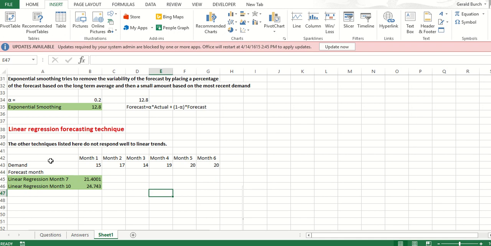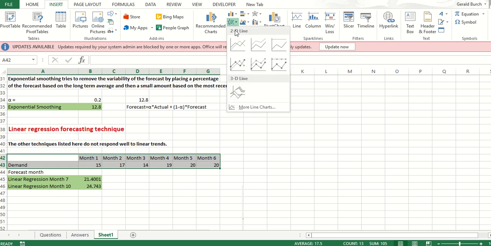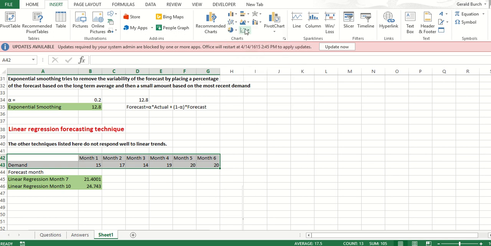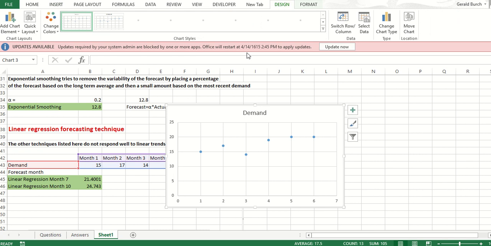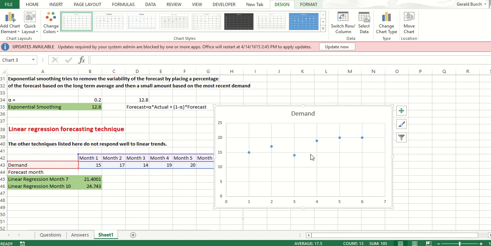In this case, we have demand and month all set up here. For linear regression in Excel, what we're going to end up doing is inserting a scatter plot. When we insert our scatter plot here, we now have our data that we can see. Data is beginning to go up over time, but how much is it going up over time?